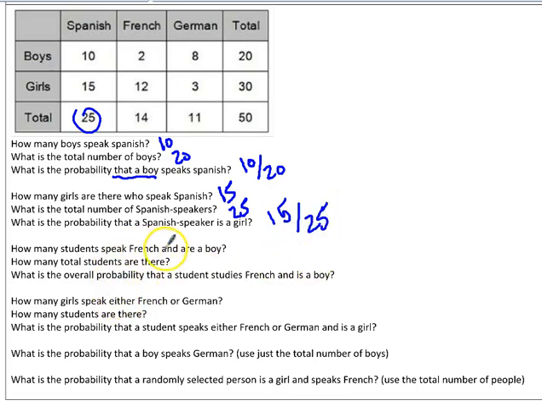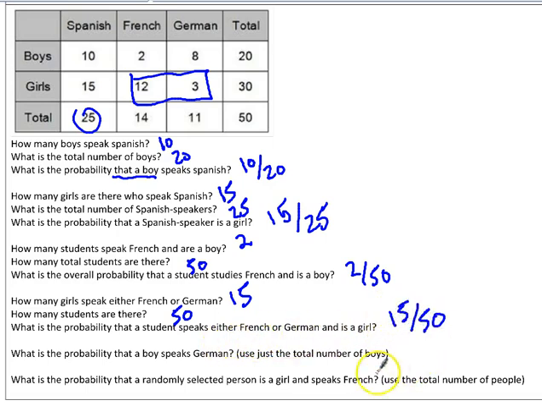How many students speak French and are a boy? That's 2. How many total students are there? 50. What is the overall probability that a student studies French and is a boy? Is 2 out of the 50. How many girls speak either French or German? So this is girls, French or German would be 15. How many total students are there? 50. What's the probability that a randomly selected student speaks either French or German and is a girl? 15 out of 50.